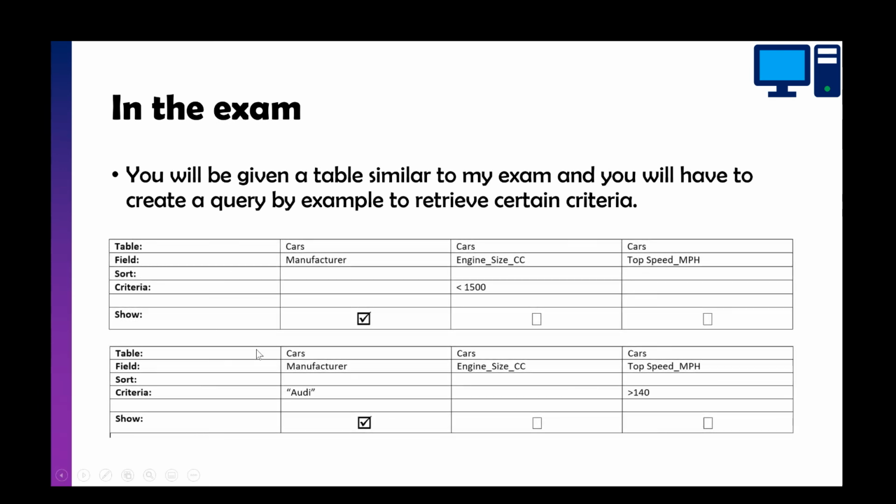So you'll get something like this, where you might have to write a query that will get all of the cars that are Audis that are greater than 140 miles per hour. Now for that example I just said, you'd probably have to have another column in here with the car name, so you can see which Audis, but it depends on the criteria they will give you. They will tell you what they want to see, but you'll have to be able to fill in some of these forms that will return that criteria.